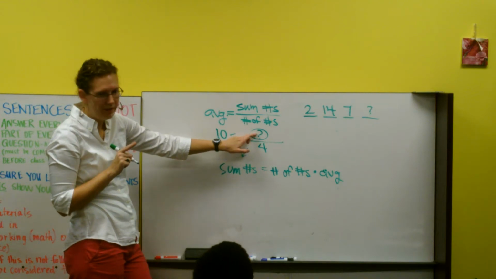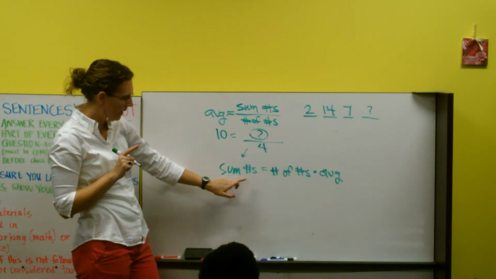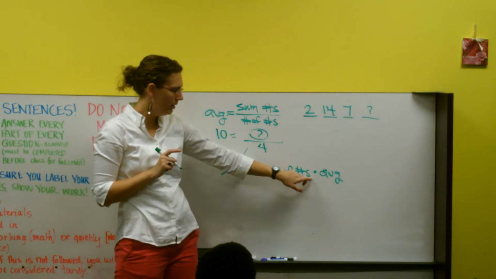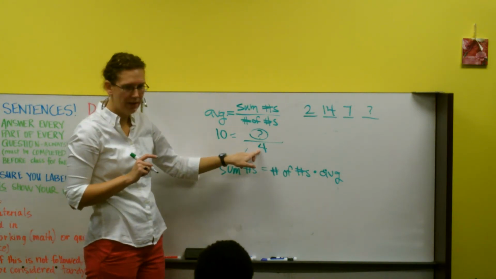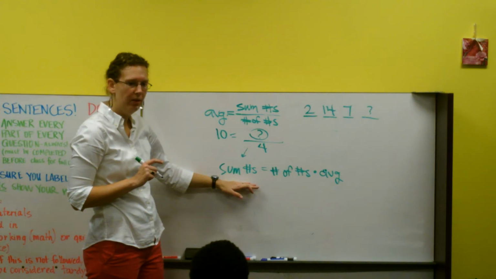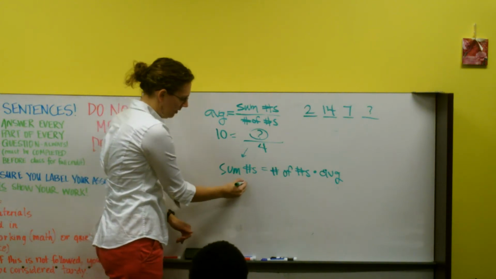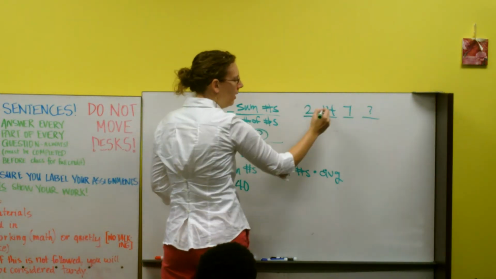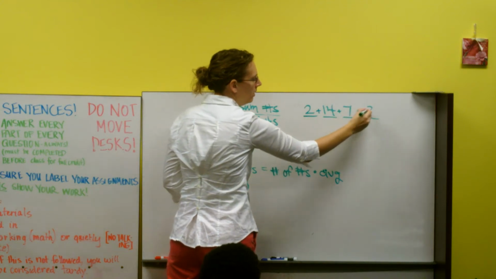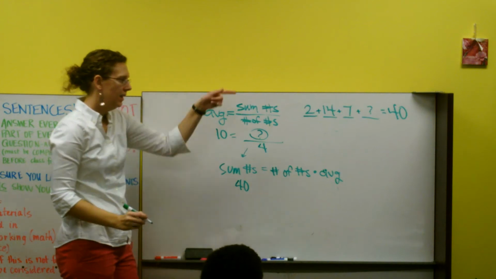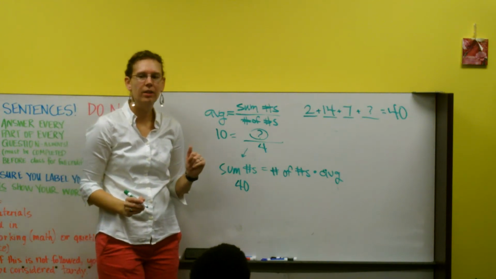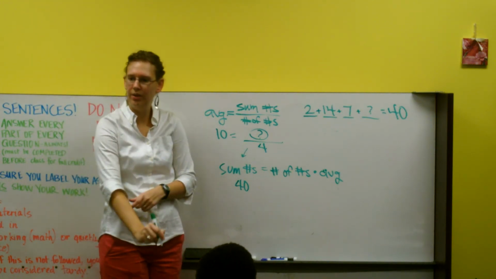How do we solve for that question mark? I can plug it in down here. We're going to take the number of numbers and multiply by the average. Multiply our numbers together. So what is our sum of numbers? 40. So the sum of my numbers has to equal 40. Now can you guys solve for question mark? Yes. Okay, Jarvis, what are we going to do?